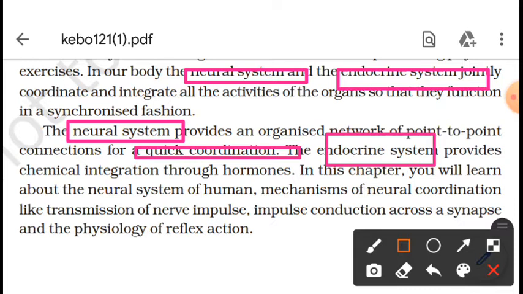Then transmission of the nerve impulse, conduction across the synapse, and the physiology of reflex action take place. So in this way we can easily understand what the neural system is, what the endocrine system is, and in which way they coordinate with each other and control or maintain various activities in the human body.